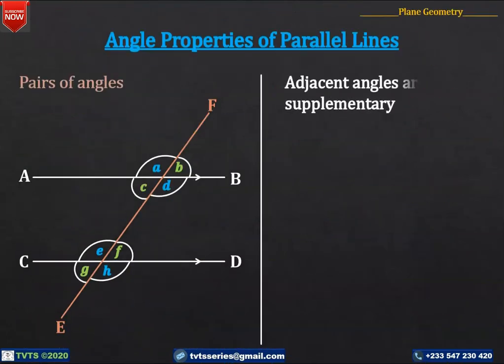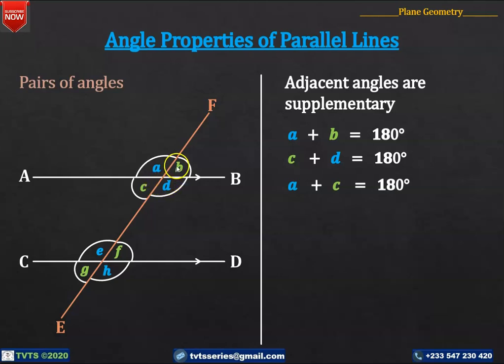Finally, adjacent angles are supplementary. And we already know from our previous lesson that supplementary angles sum up to 180 degrees. Therefore, at the meeting point of lines AB and EF, A plus B is equal to 180 degrees. C plus D is equal to 180 degrees. A plus C is equal to 180 degrees. And B plus D is also equal to 180 degrees.